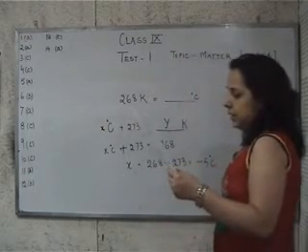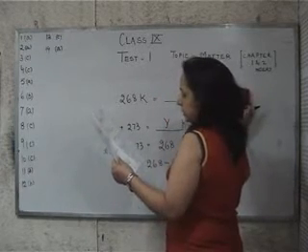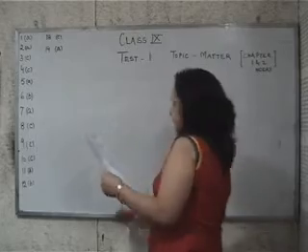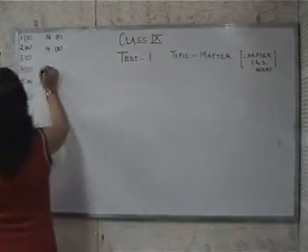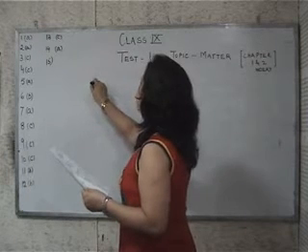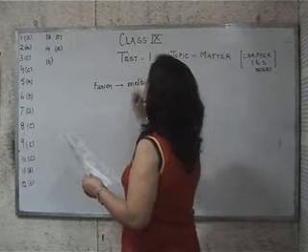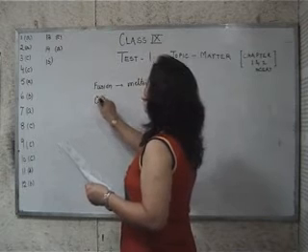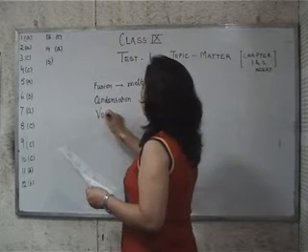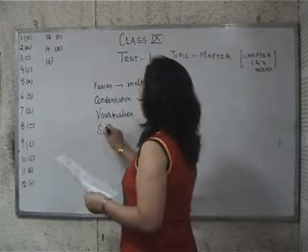Now question number 15. Which of the following processes require heating? Fusion, condensation, vaporization, solidification. Question number 15. Options are given like, we are having fusion, that is melting. Then is condensation. Next is vaporization. And next is solidification.